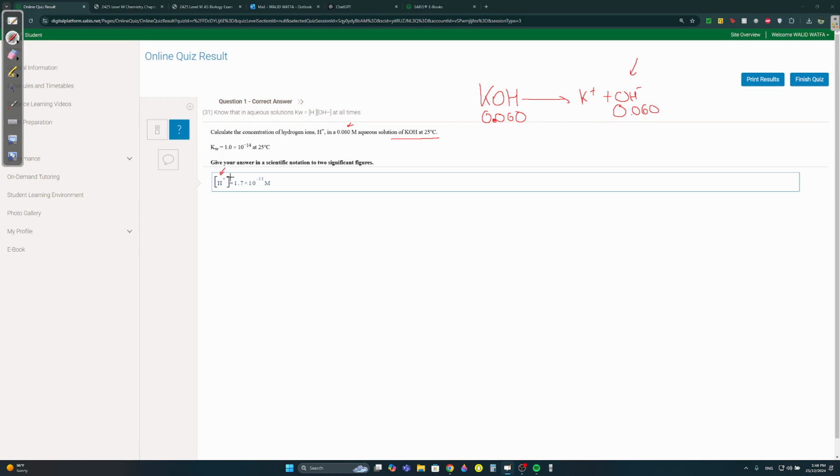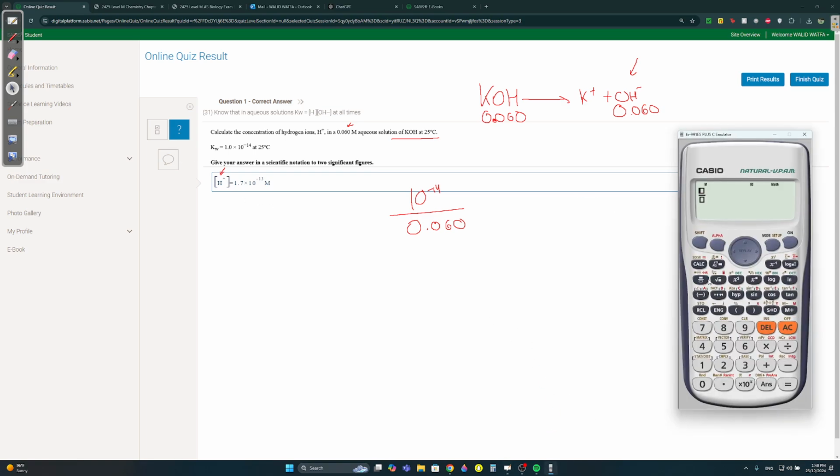They want the hydrogen, right? How do you find hydrogen? Always divide 10 to the minus 14 over 0.06. You should get this answer. Let me just put it in quickly. Divided by 0.06, you get 1.7 times 10 to the minus 13.